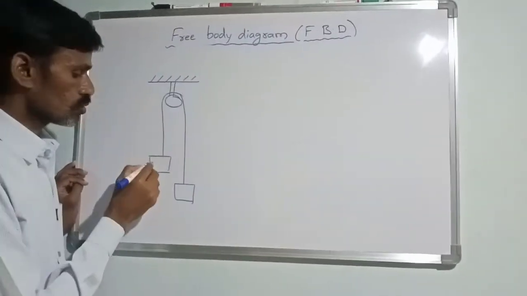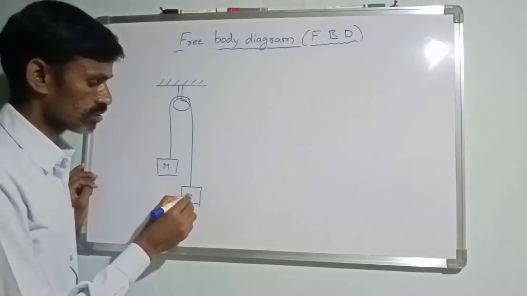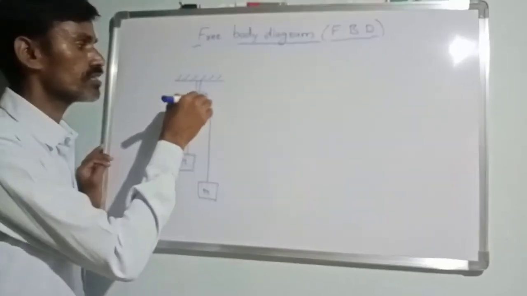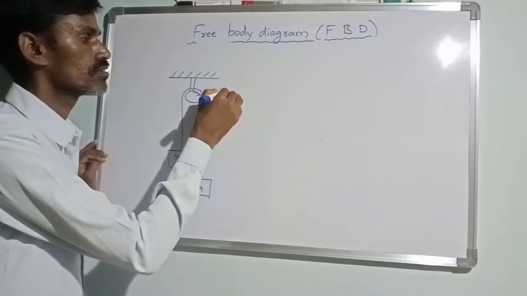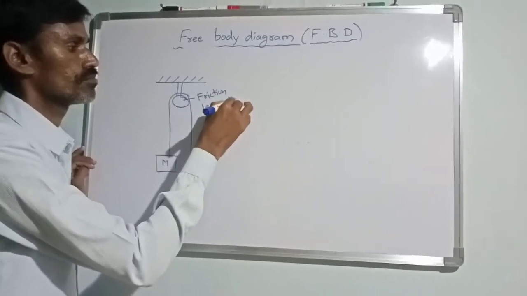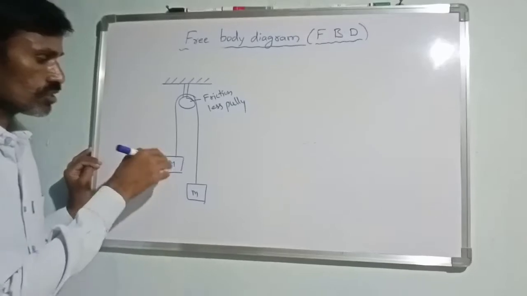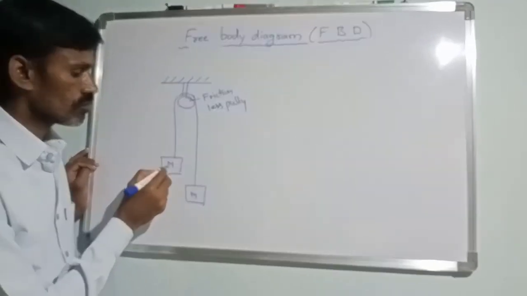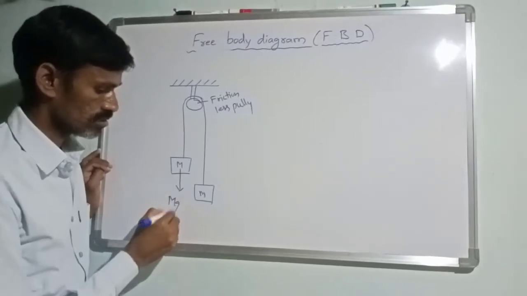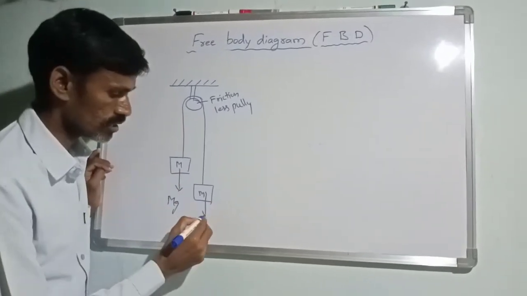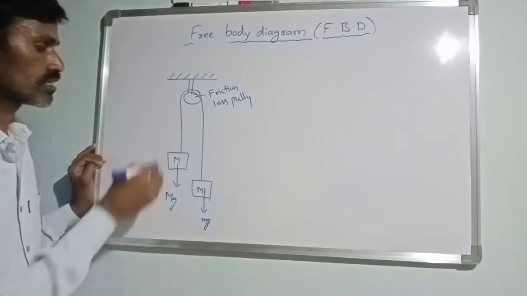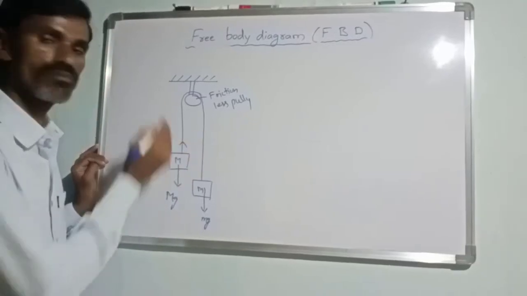Okay, so here, with a pulley, two masses are suspended through a massless string, and this is a frictionless pulley. So in this, the mass M, the weight is in downward direction. Here also the weight of the small m is mg in downward direction. Here the tension is away from the object.